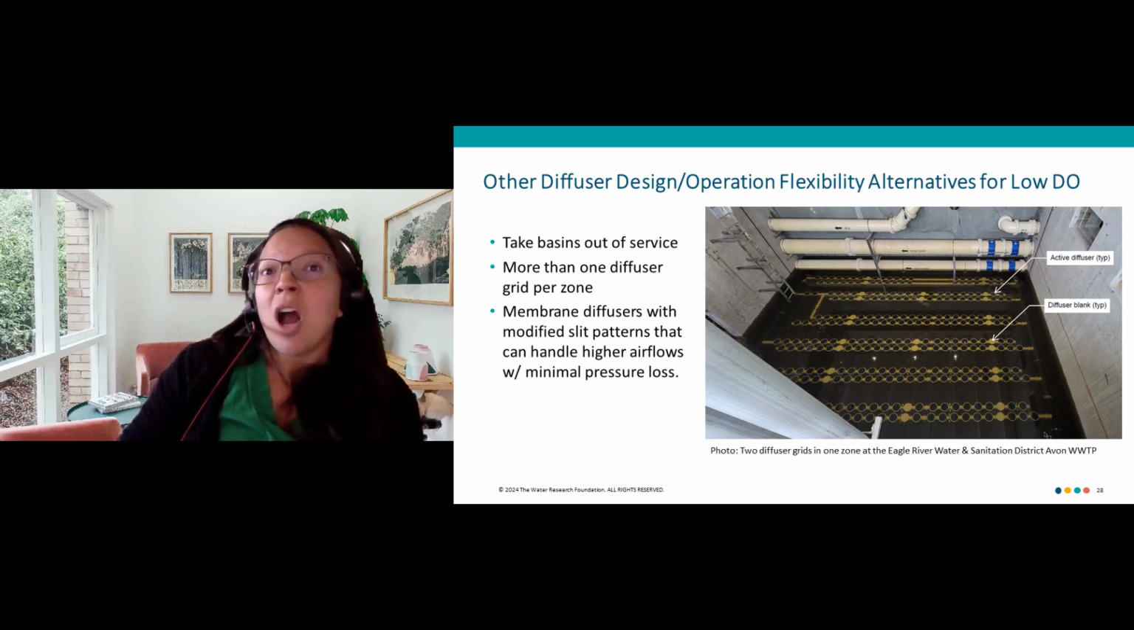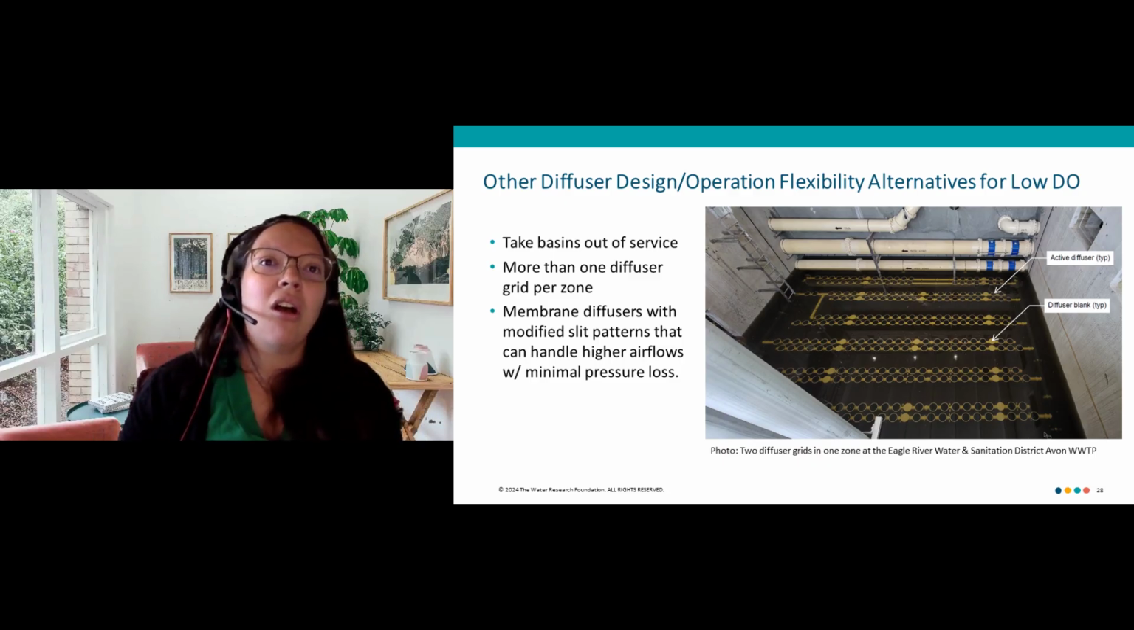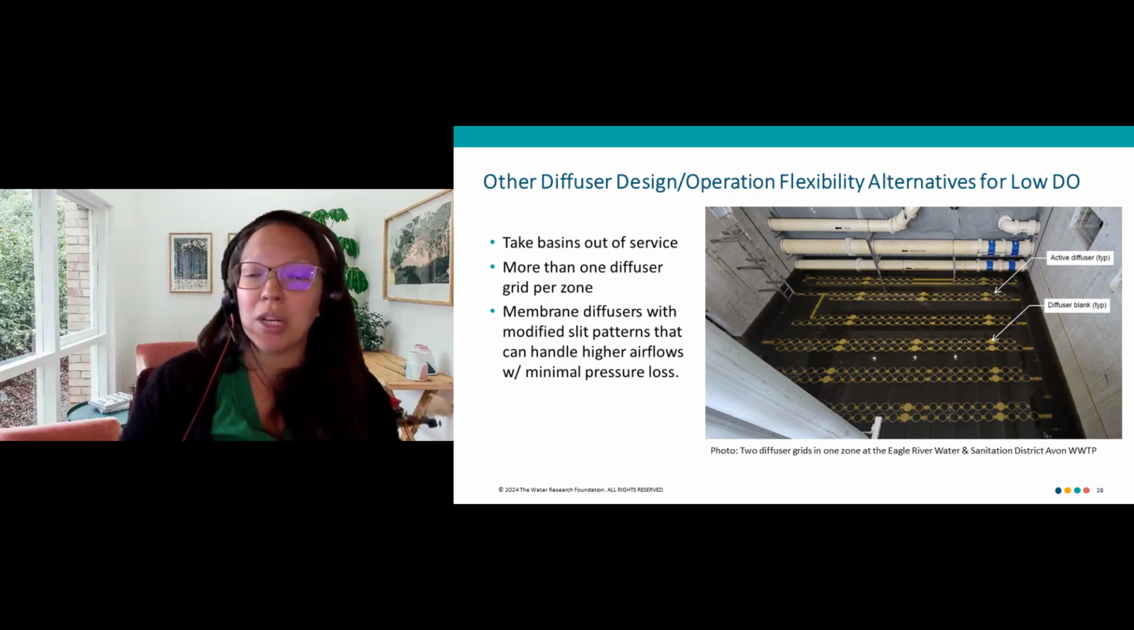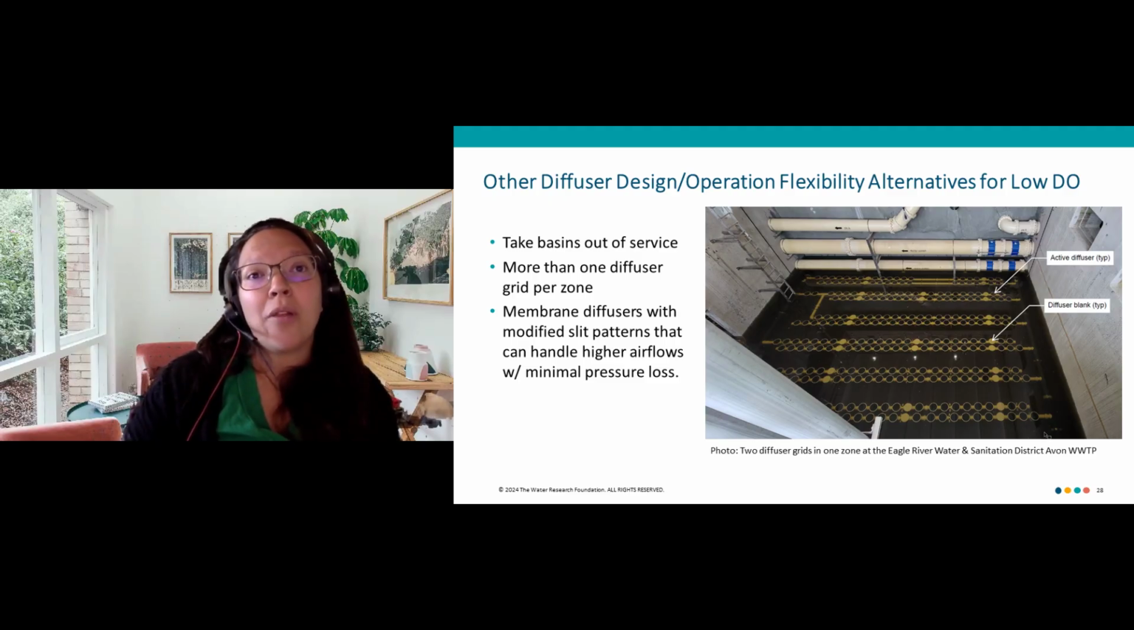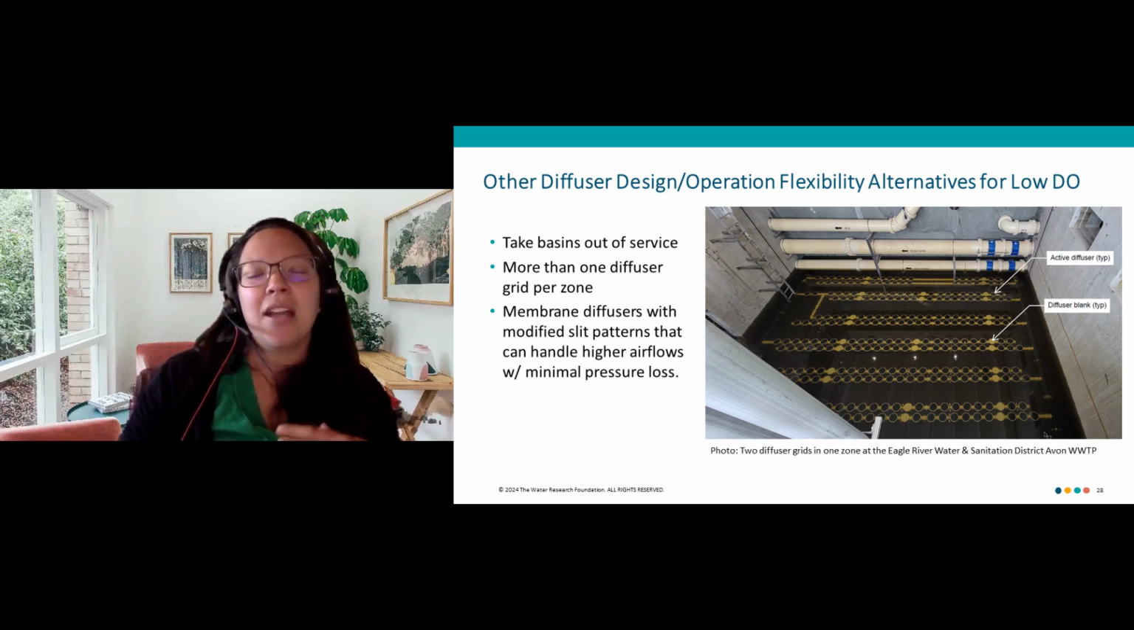Some other design operational flexibility alternatives for low DO that may be considered include designing for more than one aeration grid per zone, as you can see in the photo on the right. So you can turn one grid on or off to meet minimum to peak aeration conditions. You could also take basins in and out of service and consider diffusers that allow for higher flow ranges.